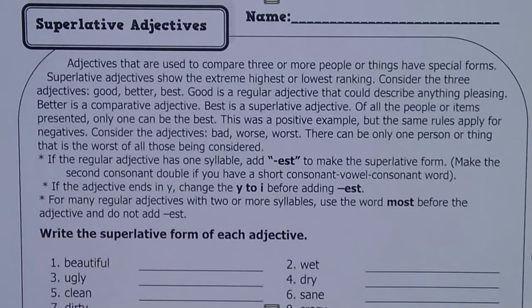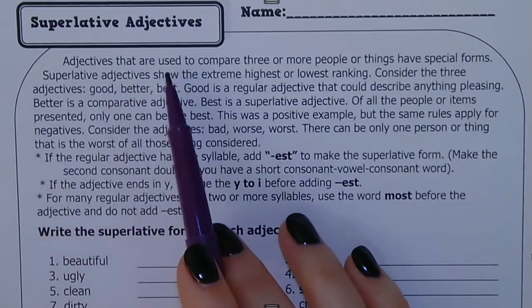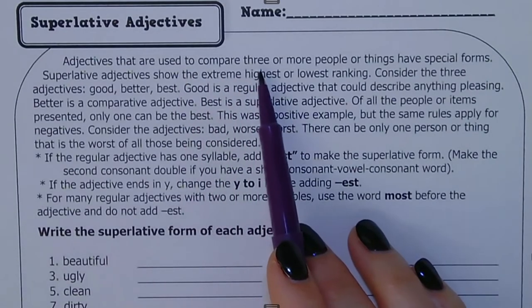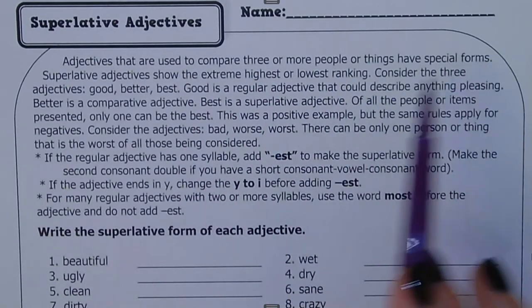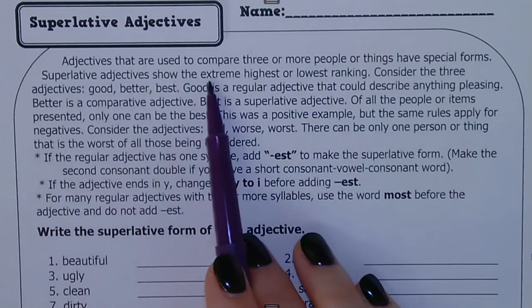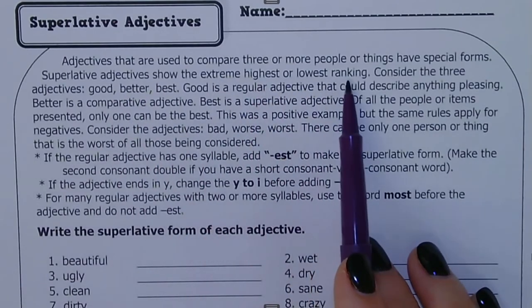Comparative adjectives are when you're comparing 2 things, right? Superlative adjectives are when you're comparing 3 or more, okay? So 3 or more people or things, and they have a different form than the ER and the more that we just used. Adjectives that are used to compare 3 or more people or things have special forms. Superlative adjectives show the extreme highest or lowest ranking.